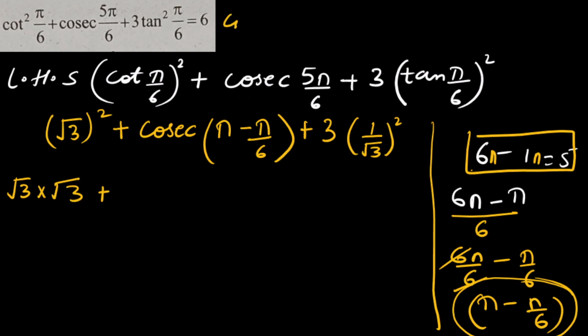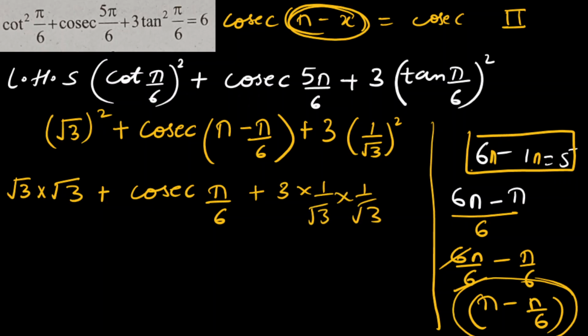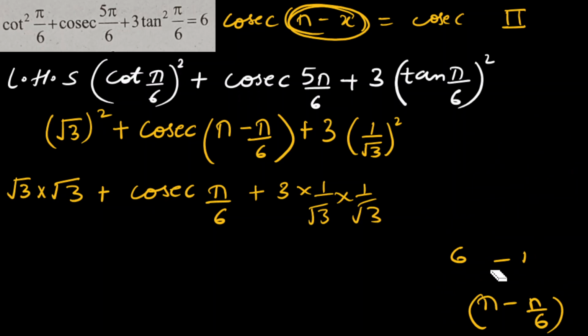So cosecant pi minus x is equal to cosecant x only, because the pi minus form, I told you, comes in the second quadrant. Pi minus comes in the second quadrant, pi plus comes in the third quadrant. In the second quadrant cosecant is positive. So we can write this as cosecant pi by 6. So cosecant pi minus x is equal to cosecant x. So cosecant pi by 6, plus here 3 into 1 by root 3 into 1 by root 3, because it is the whole square of 1 by root 3.